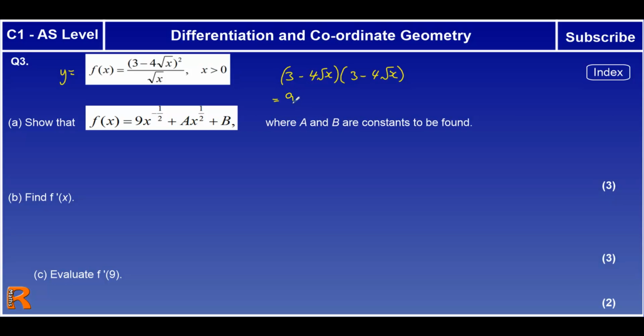3 times 3, which is 9. 3 times minus 4 root x, so 3 4s are 12, so it's minus 12 root x. And then we've got minus 4 root x times 3, which is minus 12 root x. And then we've got minus 4 root x times minus 4 root x, which is plus, careful with your signs, 4 4s are 16, root x times root x is just x. So we end up with that expression there where we've got minus 24 square root of x plus 16x.